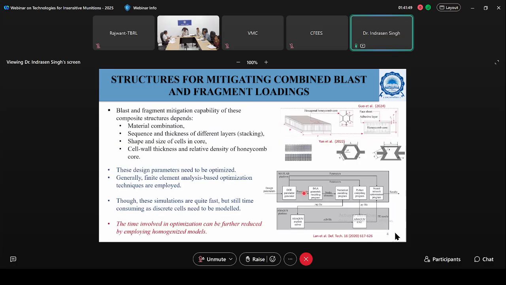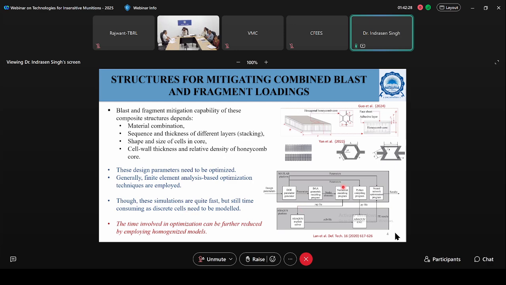The blast and fragment mitigation capability of this structure depends on many things, for example, material combination, stacking of different layers, shape, size, and cell and cell wall thickness in the core. So for a given loading condition, one has to optimize these numbers. In literature, most of the time people have reported using a combination of an optimization algorithm along with finite element simulation. This is one typical algorithm taken from literature, and we have also used this kind of algorithm in the past to optimize the material parameters for BCC single crystals.